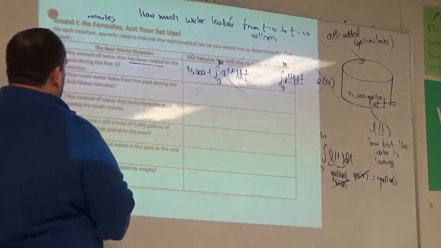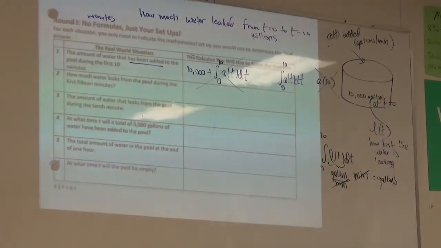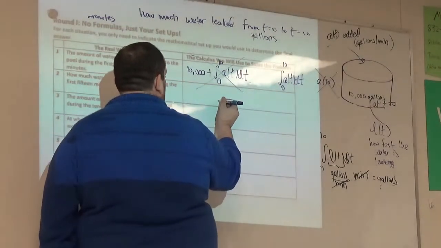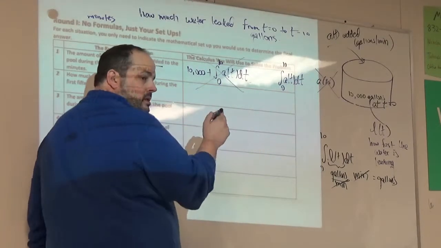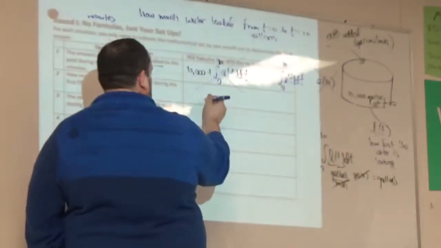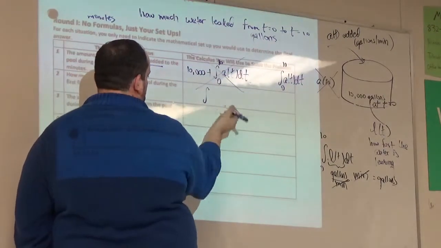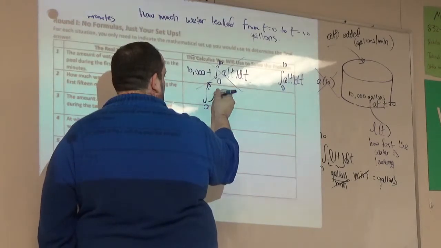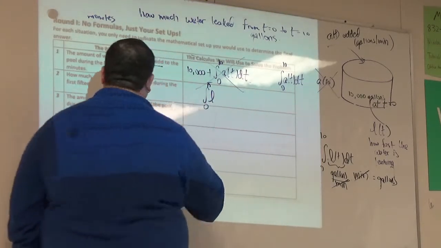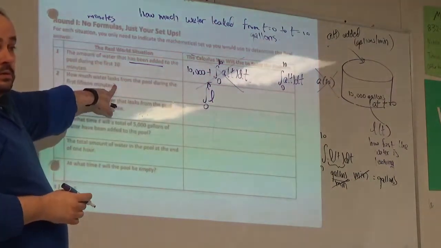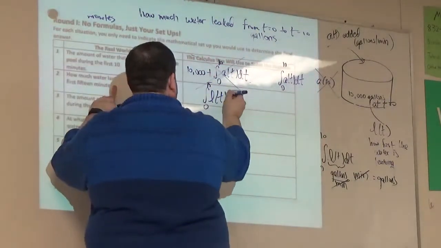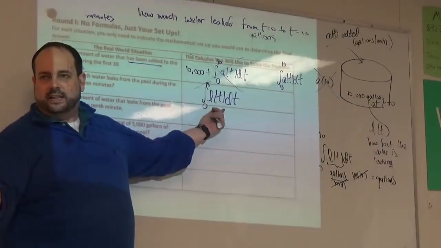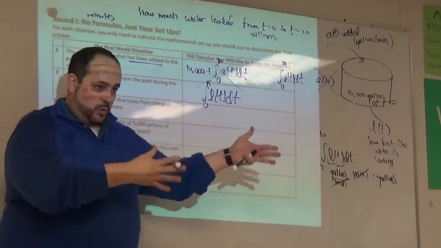Good. All right, how much water leaks from the pool during the first 15 minutes? Cassandra, how are you feeling about number 2? I said 15, and then the integral? Where's the 15? On the top. And the 0? On the bottom. What's the function? L of t. Okay, so the integral from 0 to 15 L(t) dt, this is how much water leaked.